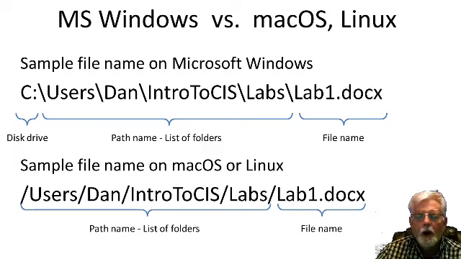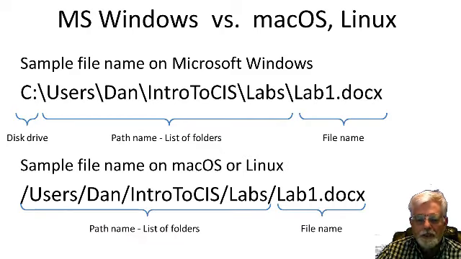There are a couple differences to notice on how a fully qualified path and file name are specified between Microsoft Windows and macOS or Linux. Microsoft Windows identifies disk drives by a letter and a colon, starting with A colon, which was the first floppy drive, now obsolete. C colon became the first hard drive. Windows systems use the backslash character as a separator between folder names and the file name.